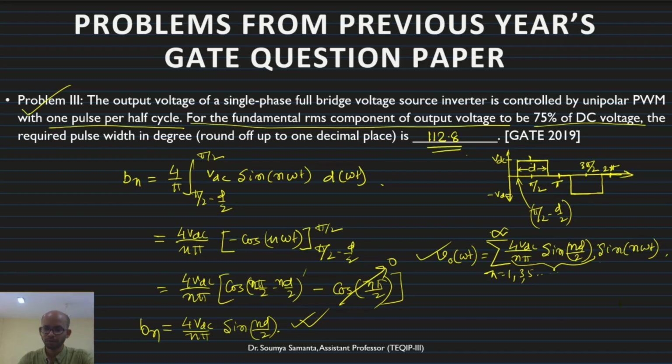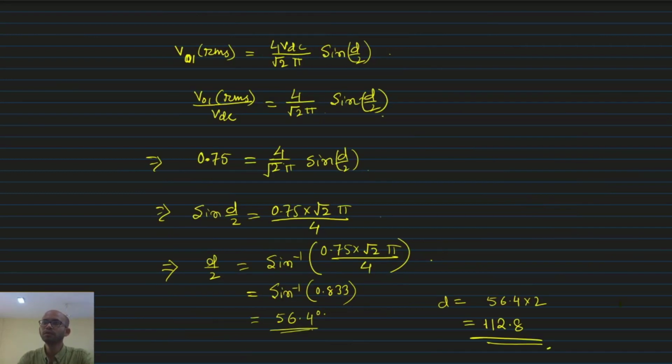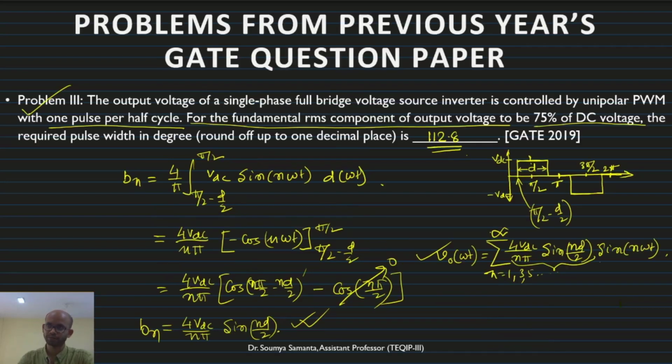So this is problem number 3. This is how we can find out the width. This width will be 112 degree out of the total 180 degree. This side and this side are both equally divided.